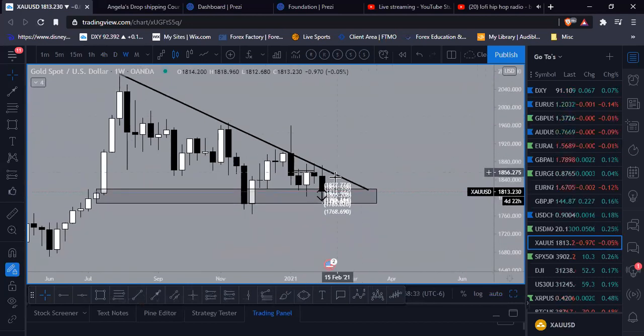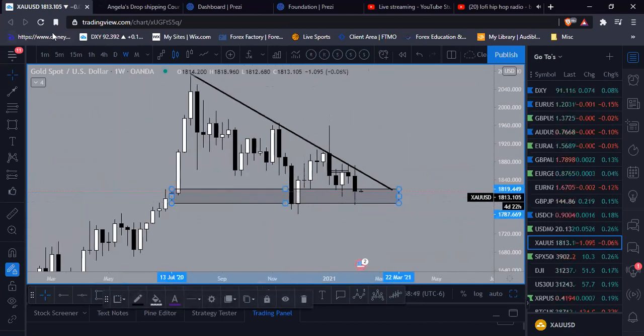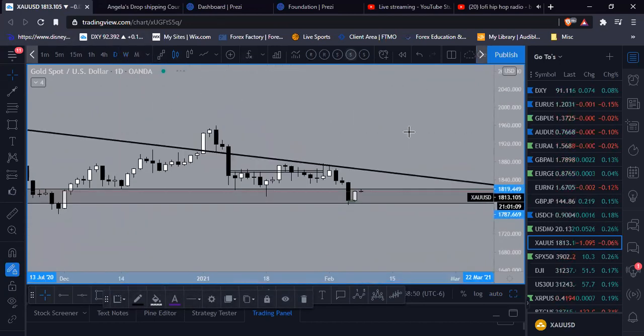But anyways, realistically speaking, and let's be real here, we cannot say that gold is going to be bearish on the weekly time frame until this structure breaks. Until this structure right here breaks, gold is still bullish. We can all agree to that, yes?